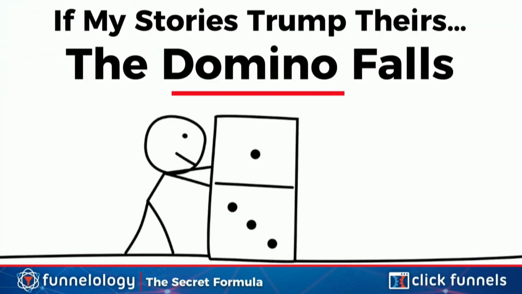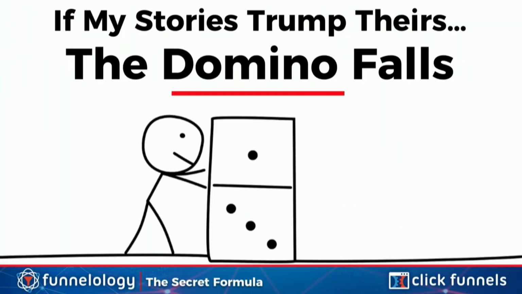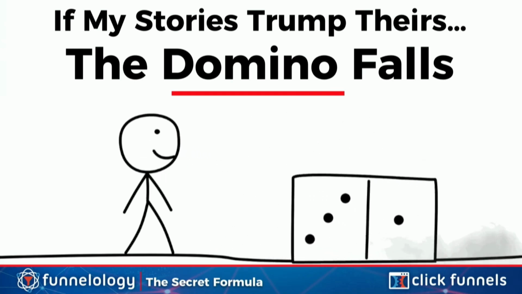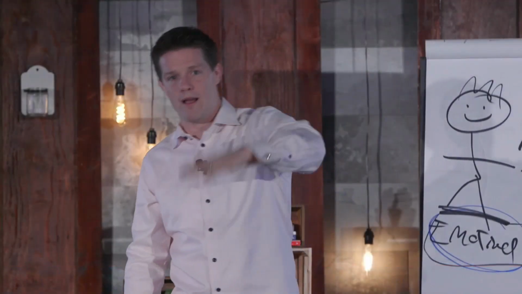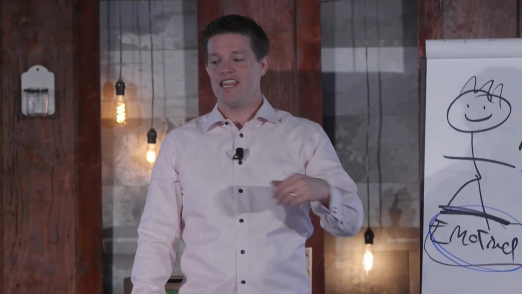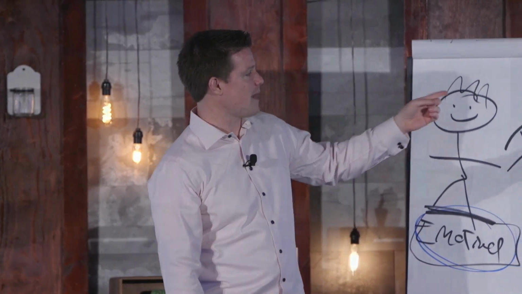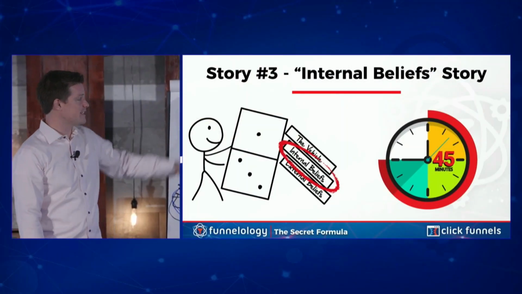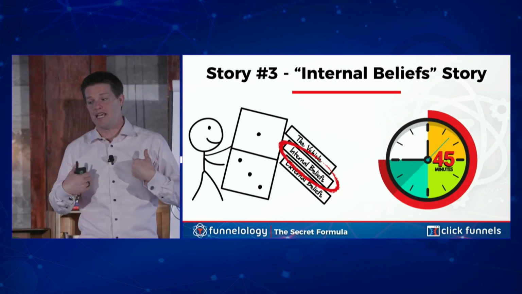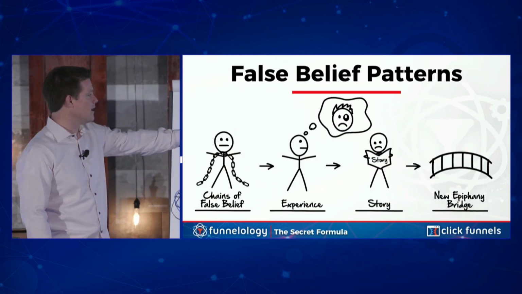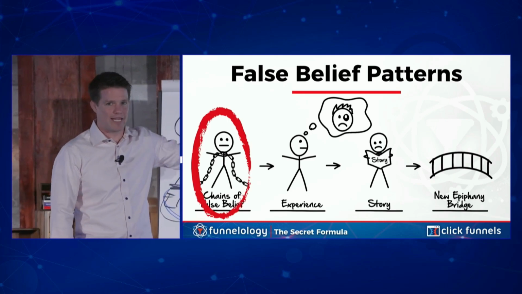Okay, if I do it correctly, then if my story trumps theirs, then boom, the domino falls, and they're ready to sign up. So I've had 2 chances so far to knock down this domino, and every time I do this, another percentage of people are like, boom, I'm in, boom, I'm in, boom, I'm in. Then I move to story number 3, which goes back to the internal beliefs. So if they're still like, okay, that's cool, Russell, I believe funnels are the greatest thing in the world, but I don't believe I can do it, then I've got to come back and ask, what are the chains of false belief about why they don't think they can do it?